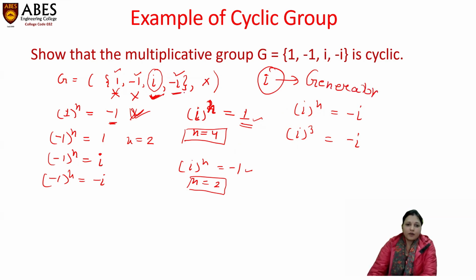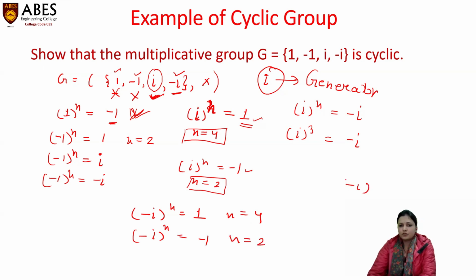I will also check for -i. Can I generate 1 from -i? -i to the power 2 will give us -1. -i to the power 4 will give us 1. Can I generate -1 from -i? Here n is equal to 4. Can I generate -1 from -i? n is equal to 2.